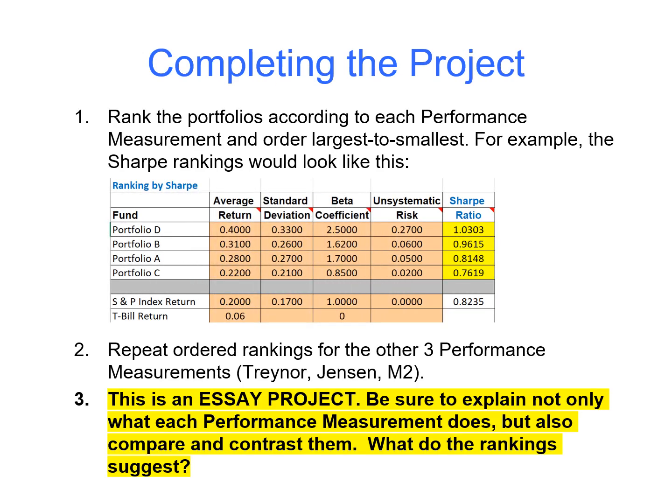Your task is to rank portfolios using each performance measure: Sharpe ratio, Treynor measure, Jensen's alpha, and M2. Present these rankings in a clear and logical order. In your essay, explain what each metric measures and provide insights into the relative performance of portfolios based on the rankings.